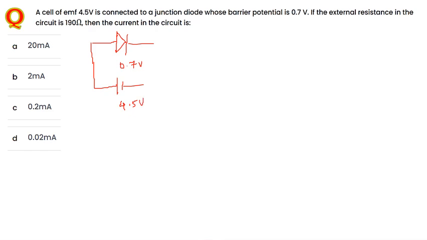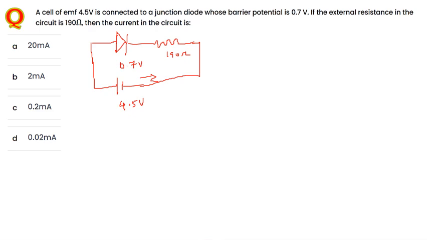Additionally, they have given an external resistance of 190 ohm, which has been connected in the circuit. What they are asking is: what is the current? This is about the electron flow. Electrons will be moving in this direction.